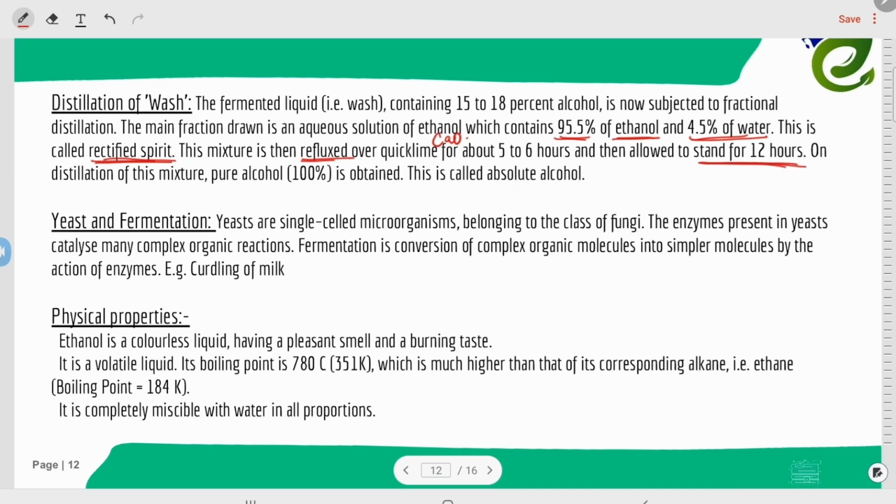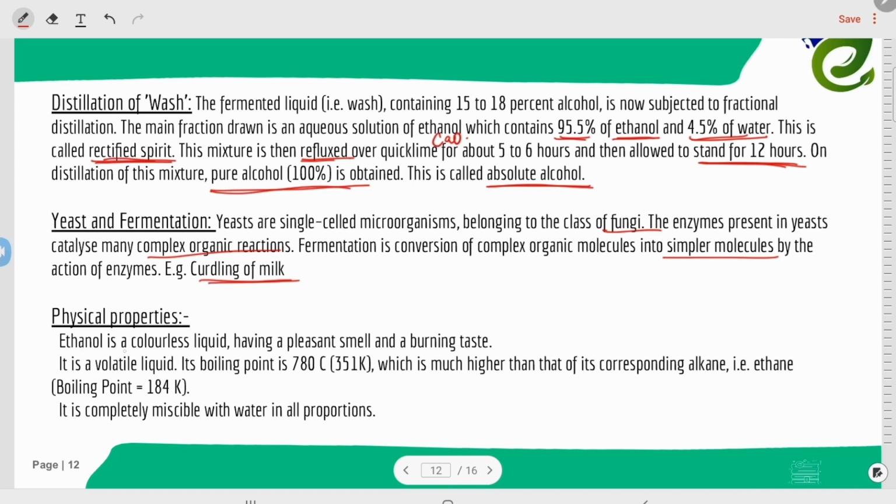On distillation of this mixture, pure alcohol of 100% is obtained and this is called absolute alcohol. Yeast and fermentation. Yeast are single-cell microorganisms belonging to the class of fungi. The enzyme present in yeast catalyzes many complex organic reactions. Fermentation is the conversion of complex organic molecules into simpler molecules, and the example is curdling of milk. To milk we add a small bit of curd to make it completely into curd.